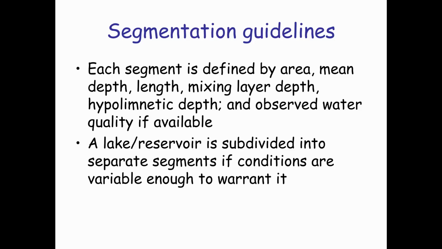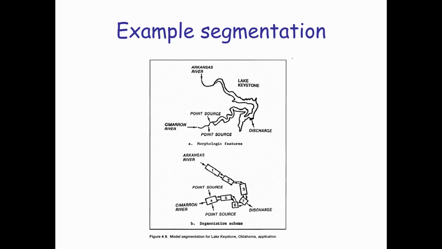For guidelines on the segmentation of a water body, each segment is defined by area, mean depth, length, mixing layer depth, hypolimnetic depth, and observed water quality if it's available. A lake or reservoir is subdivided into separate segments if the conditions are variable enough to warrant it. So, as I mentioned before, if you have a lake that's got a number of bays, the bays are generally going to be shallower than the main body of the lake. So the characteristics of what goes on in those bays would probably be much different from what they are in the main body of the lake. And so you might want to break that lake reservoir up into several segments. But each segment that you define then needs to have all the information that's given in the first bullet point that's shown here.